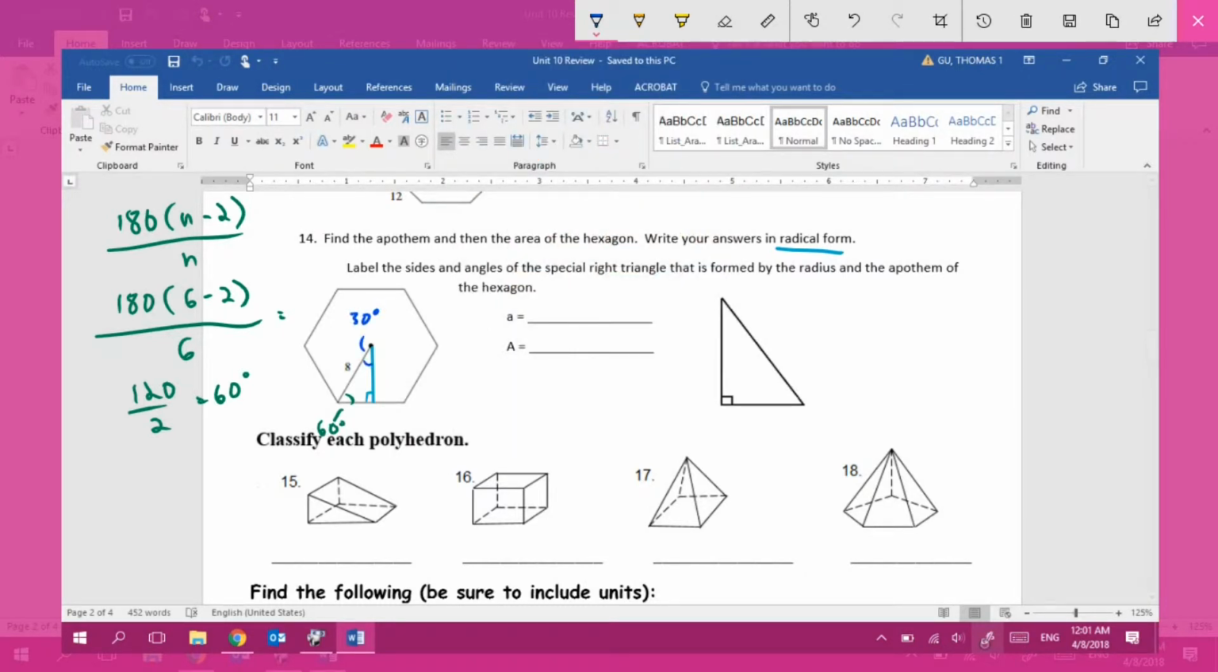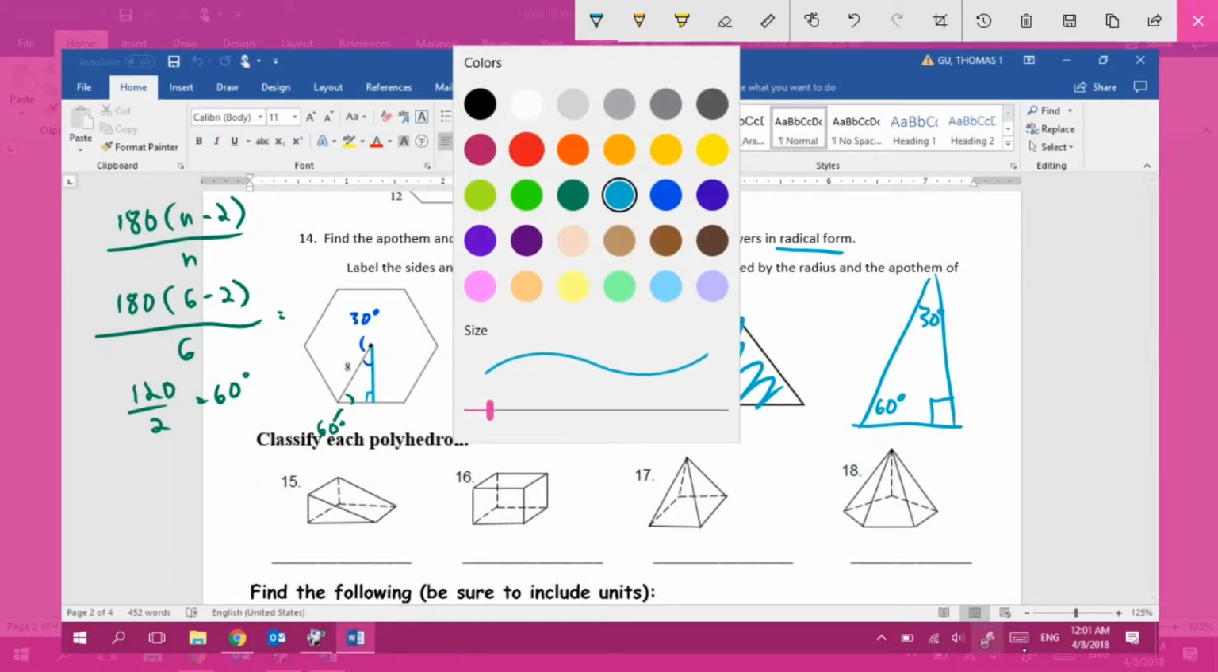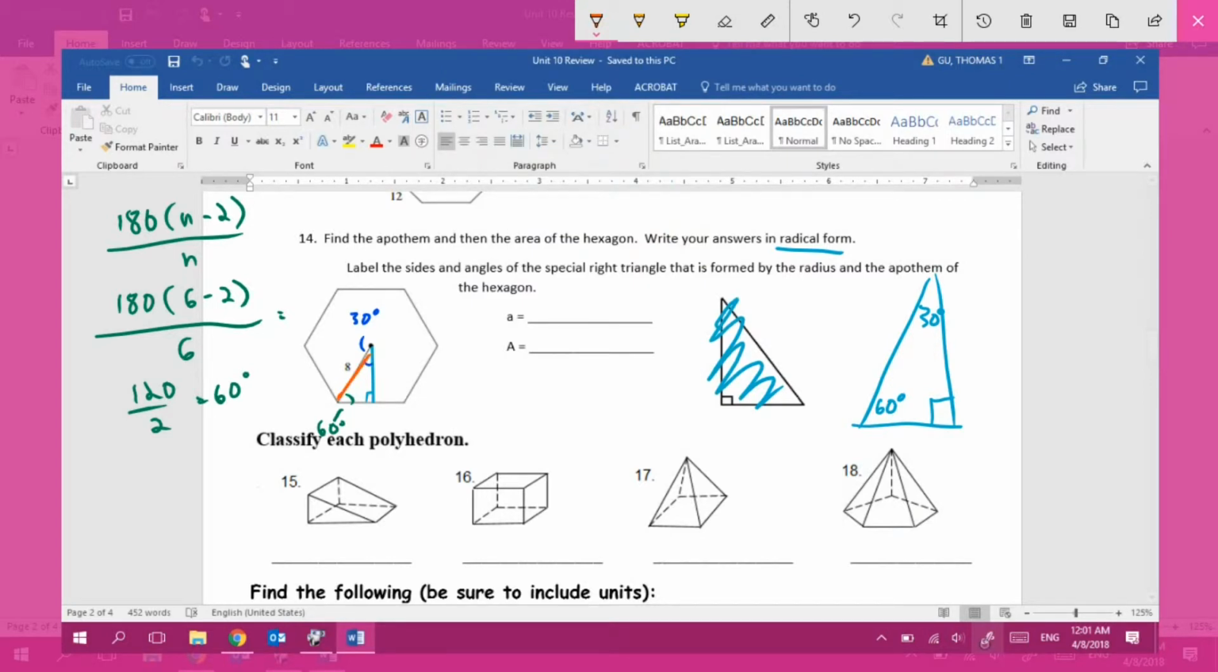So I'm going to enlarge my triangle. I don't know why this triangle over here is drawn like this. I'm going to cross that out. And my bigger triangle, so I can see the picture, is going to look like this. 90 is right here, 60 is right there, and 30 is over here. And then which side do I know? They gave me the 8 right here, so I'm going to label this side as 8.